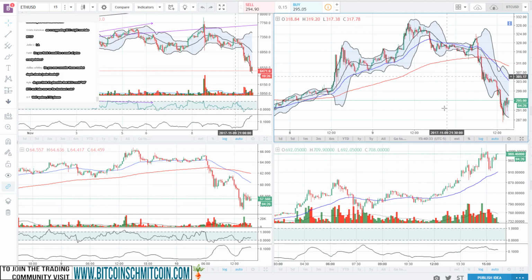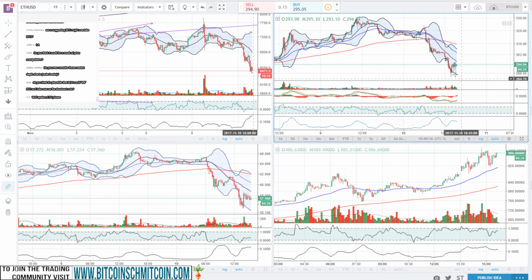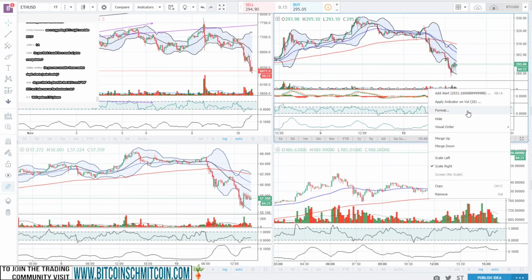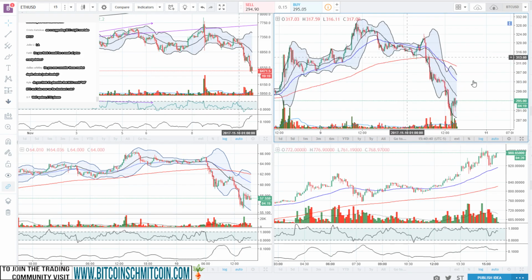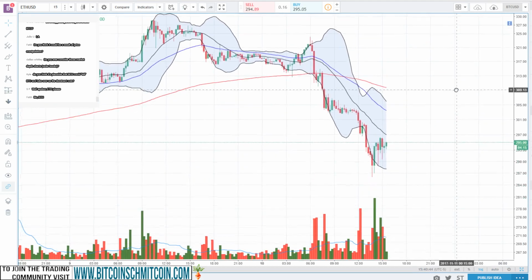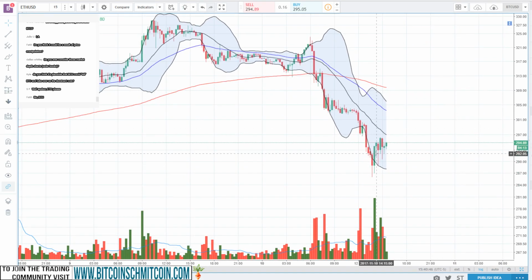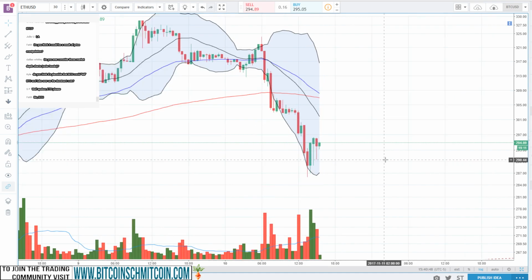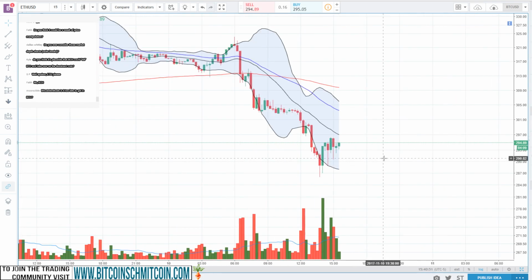All right, you guys want to talk about Ether because it's taking a little dip. All right, so here's Ether. I got bad news for you. It's making a bear flag. Sorry, right off the bat, it's pretty obviously a bear flag.